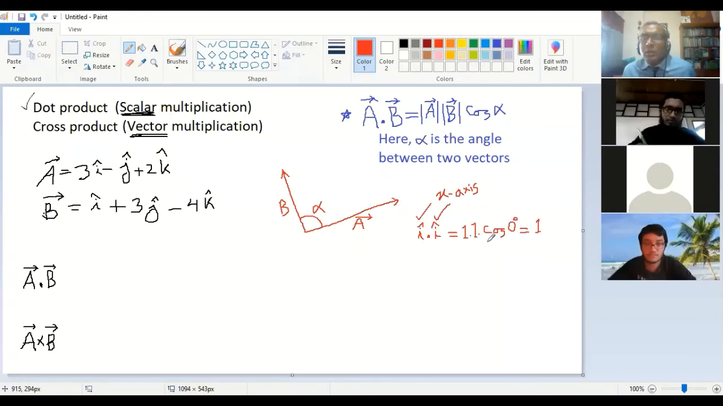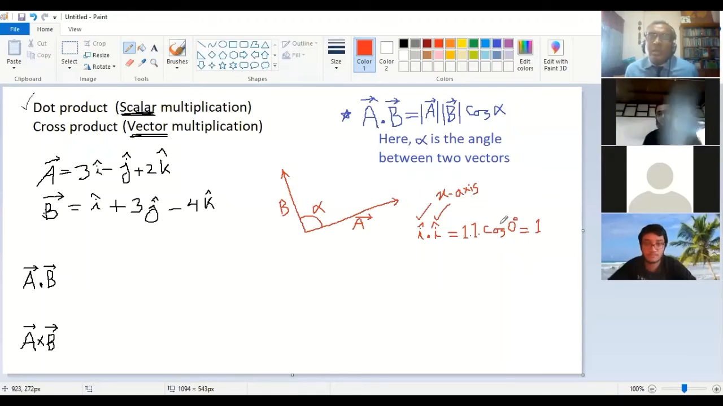So what I am saying is cos 0 degree equals 1. If you are not from a science background, then maybe this will be something new, and maybe you already know. You can check with your calculator, then you will find cos 0 degree is 1.